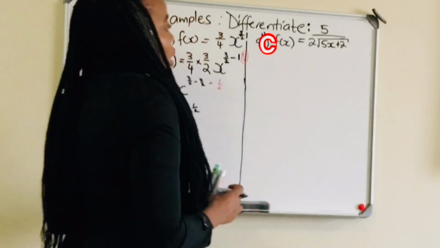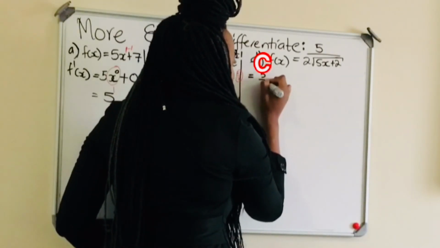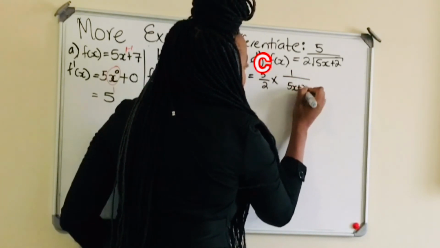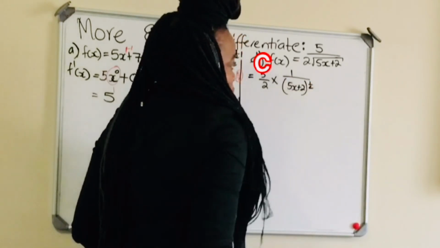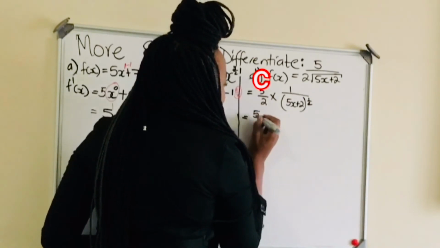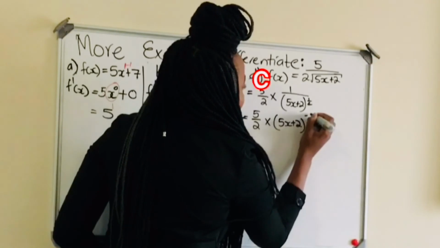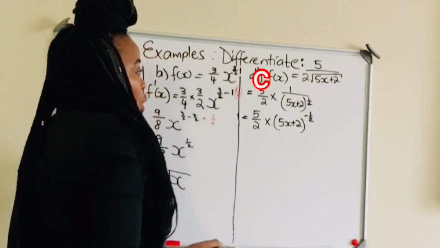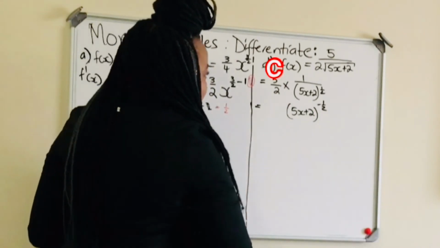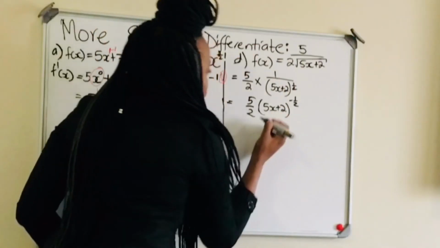The last one we are given is going to be the same thing as saying 5 over 2 times 1 over 5x plus 2 to the power of half. That's basically what we have. What does that tell you? Move this fraction and write it as 5 over 2 times 5x plus 2 to the power negative half, which we can write without these. Just write every step down. It doesn't mean in the exam you need to write all these details down.